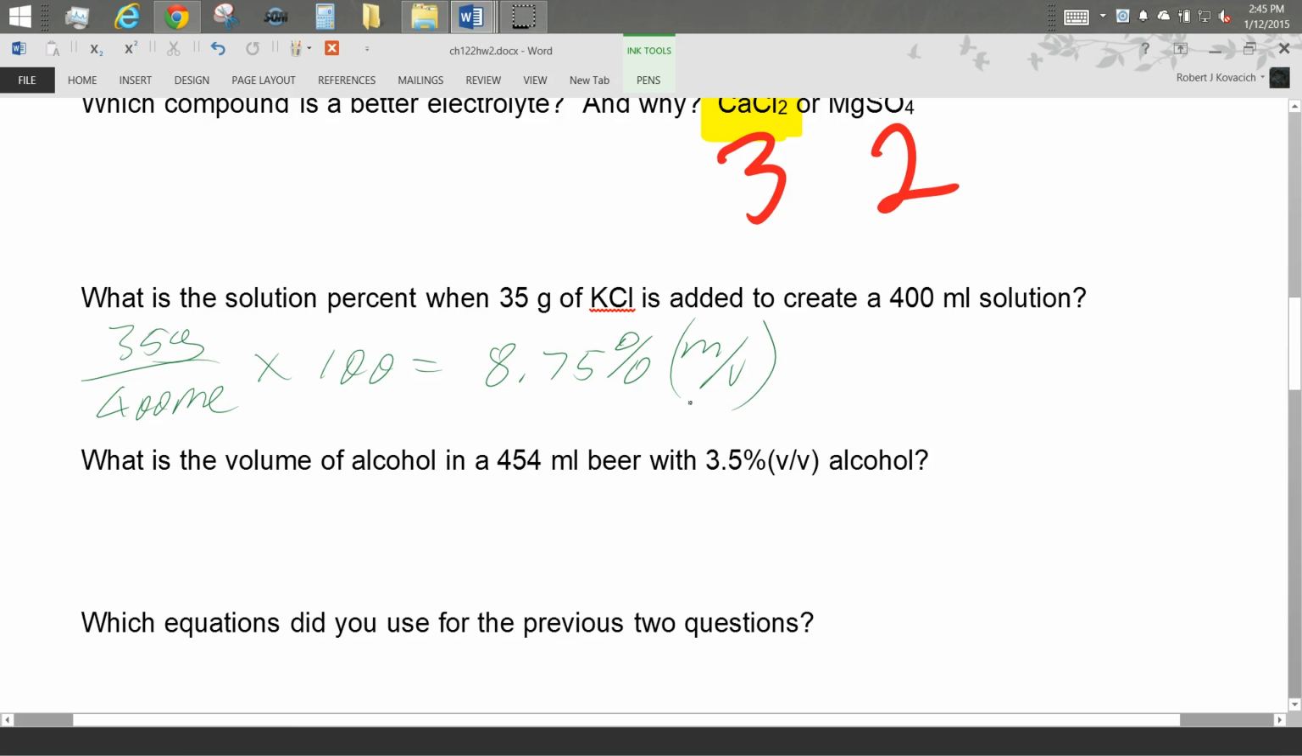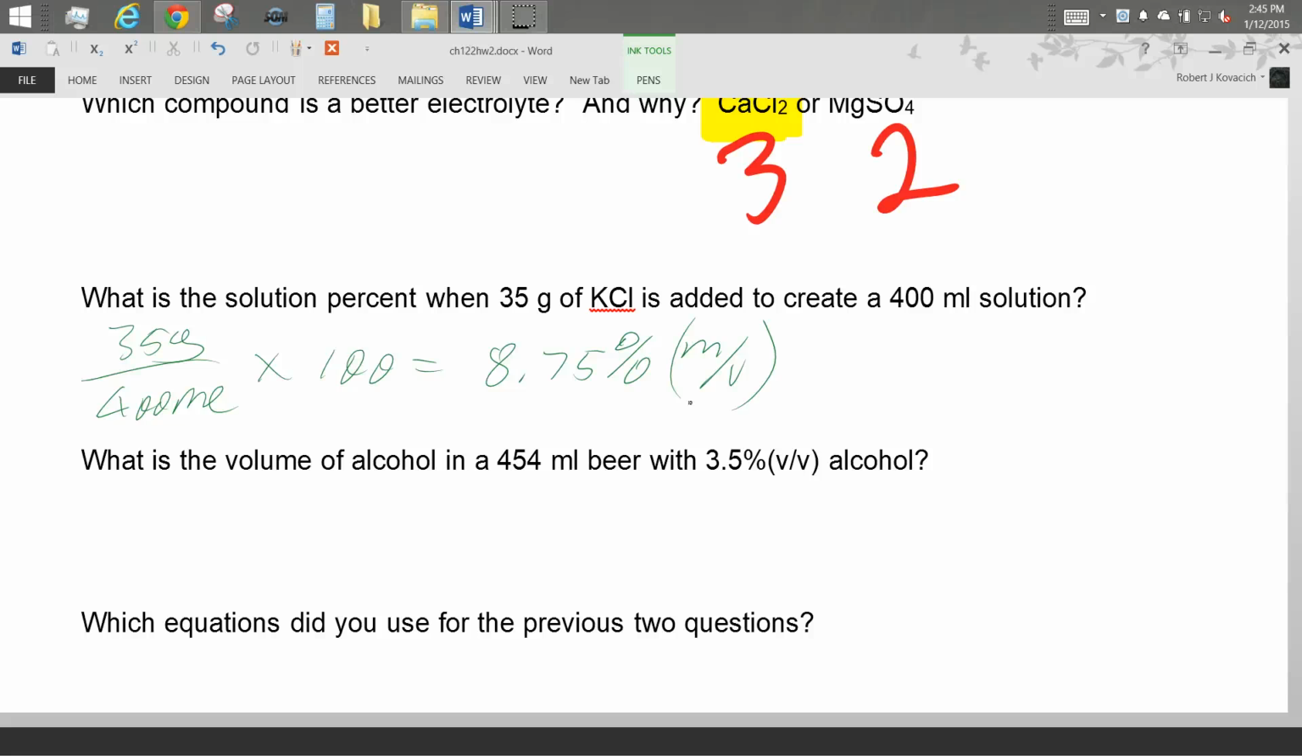It should say, after your percent, mass divided by volume. If you see anything sold as percent, it should have a percent next to it, and then there should be volume to volume, mass to mass, or mass to volume. One of those 3 things should be there.